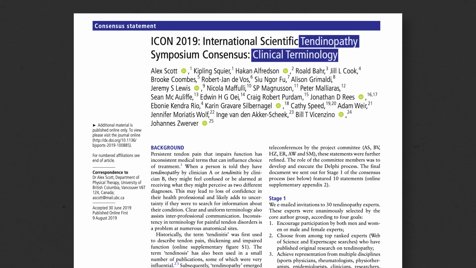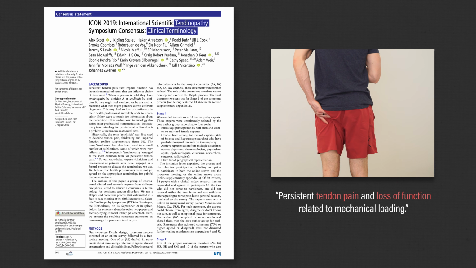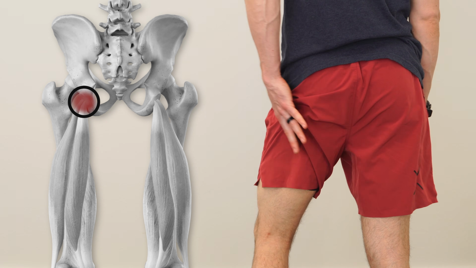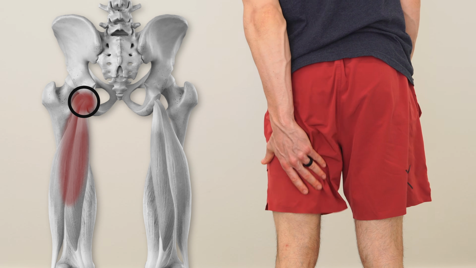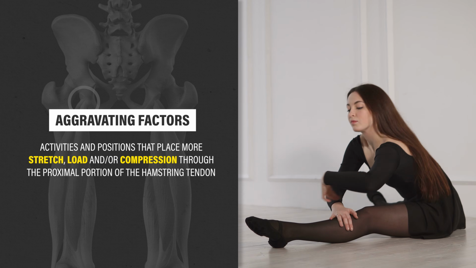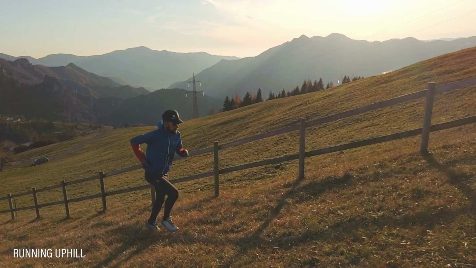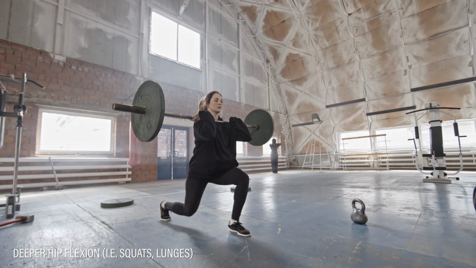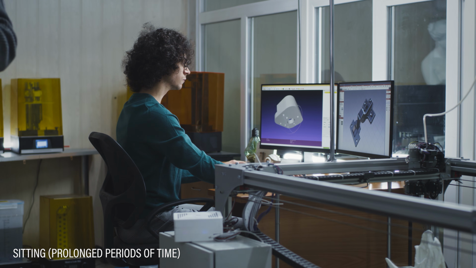Similar to other tendinopathies, proximal hamstring tendinopathy is characterized by persistent tendon pain and loss of function related to mechanical loading. This pain is located around the lower gluteal region, which may or may not radiate down the back of the thigh, and often occurs during activities and positions that place more stretch, load, and/or compression through the proximal portion of the hamstring tendon. Examples include running uphill, sprinting, movements involving deeper hip flexion like squatting or lunging, stretching, and sitting for prolonged periods of time.